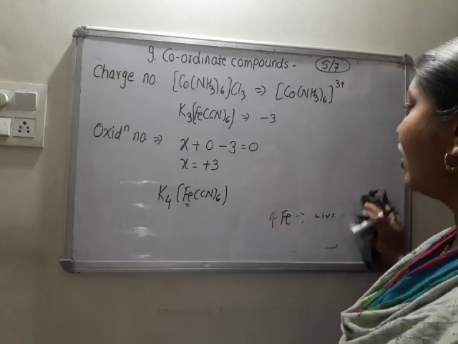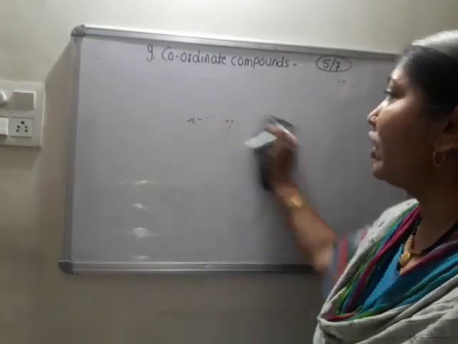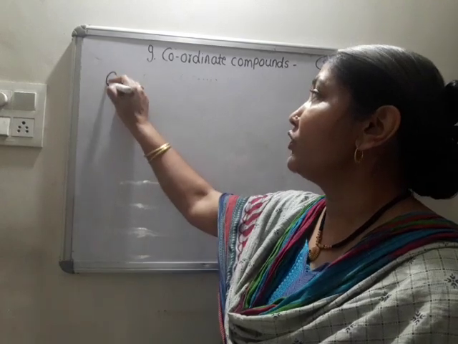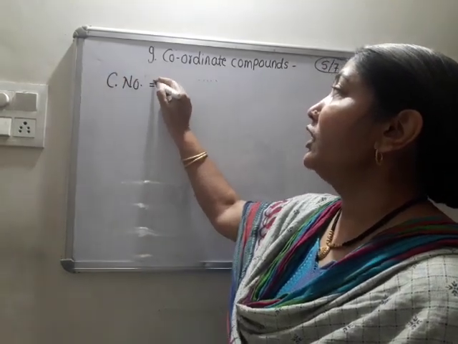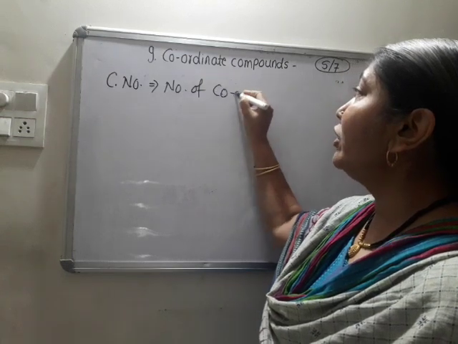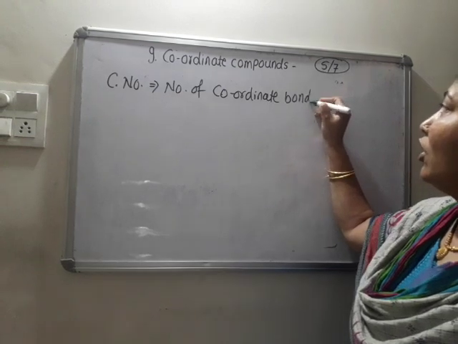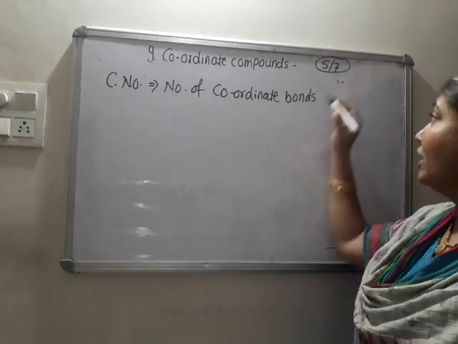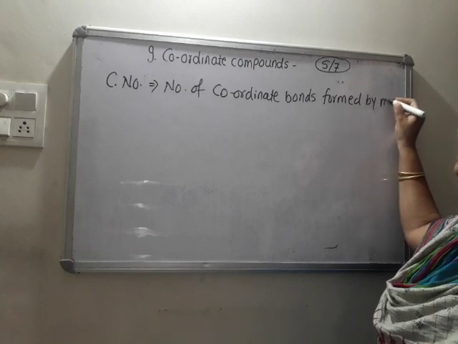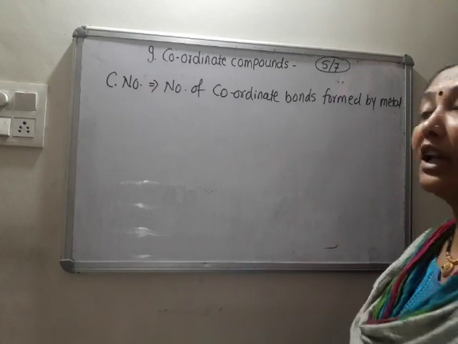One more point is there, that is coordination number. What is the coordination number of this complex? This question is also asked. So coordination number means what? The number of coordinate bonds. Very important. Coordination number means the number of coordinate bonds formed by the central metal in the complex.